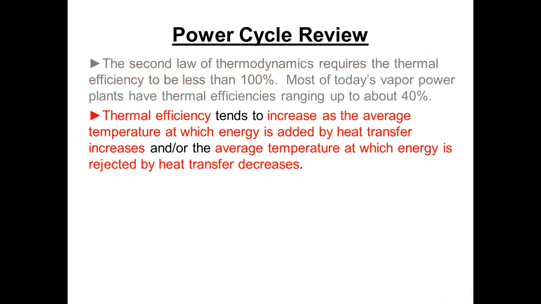Thermal efficiency tends to increase as the average temperature at which energy is added by heat transfer increases. So if we can transfer the heat in at a higher temperature, then we can get a higher thermal efficiency. If the average temperature at which energy is rejected decreases, then we can increase the efficiency of the cycle.